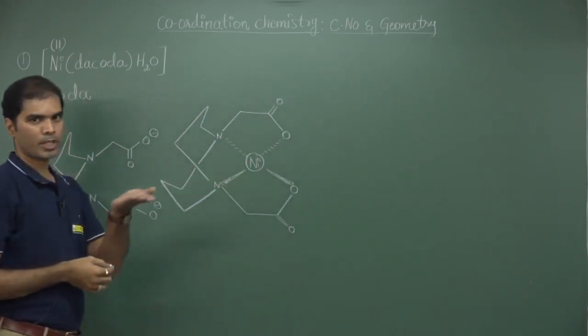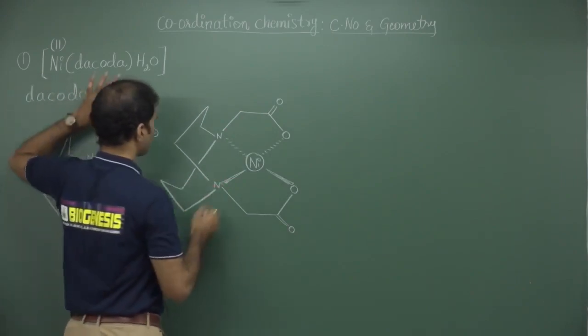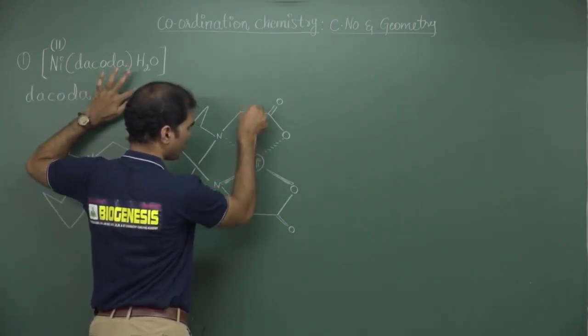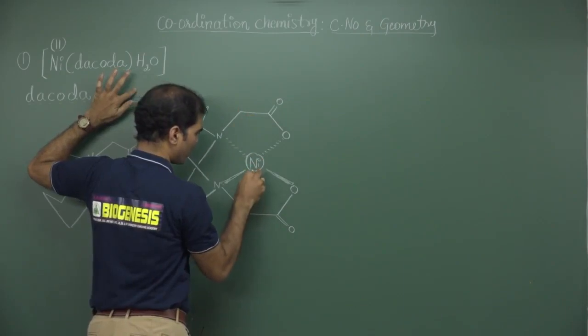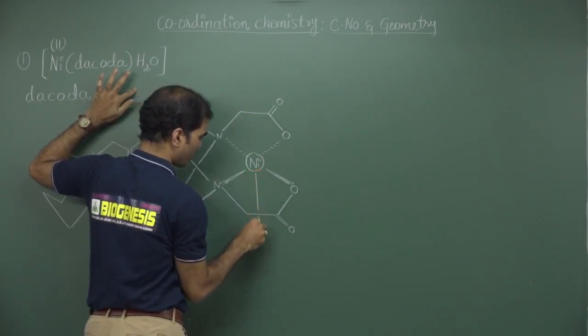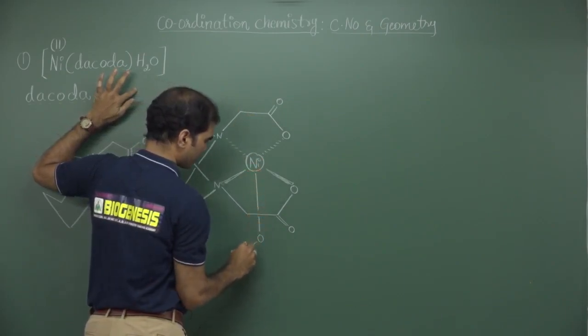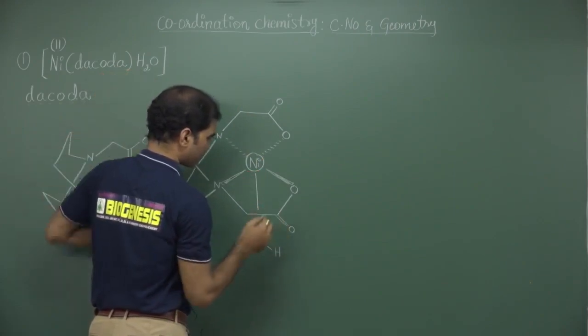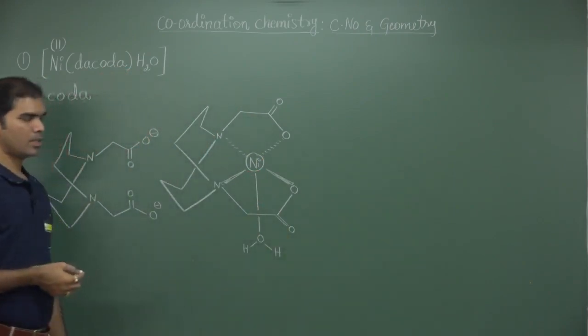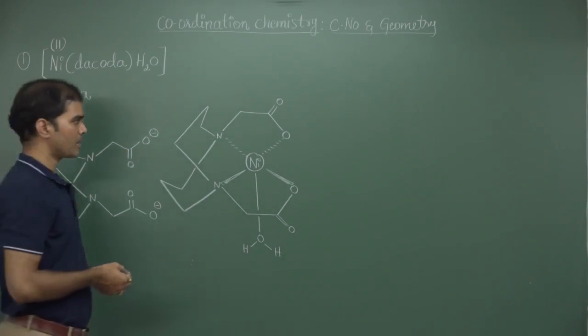This is within a square plane. Also there is an aqua ligand. So this aqua ligand would be above or below. Wherever you want to draw you can. I am just putting it below. This is how the coordination compound looks.